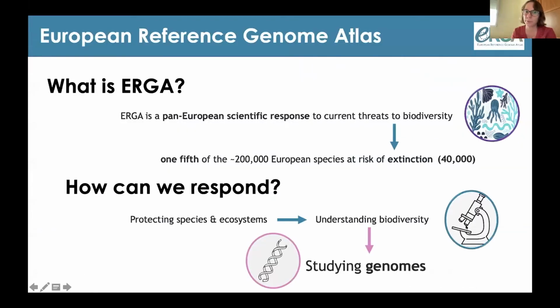So we are a pan-European scientific consortium of people to give a response to current threats to biodiversity, basically because 1/5 of the 200,000 European species are at risk of extinction. And we need to give a response to this, and this response, of course, should be orientated to protecting species and ecosystems. But for this, we need to understand biodiversity. There's many ways of understanding biodiversity, but one of them is by studying genomes of the species.